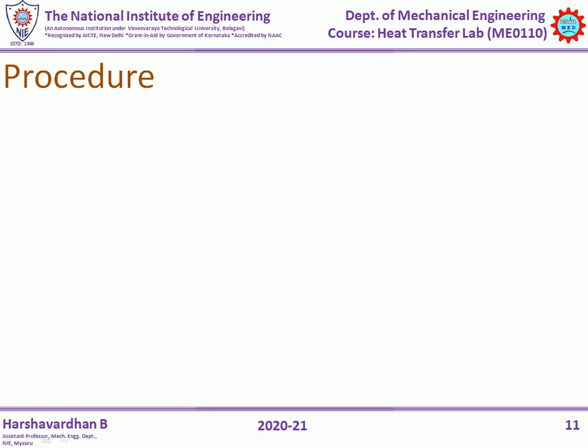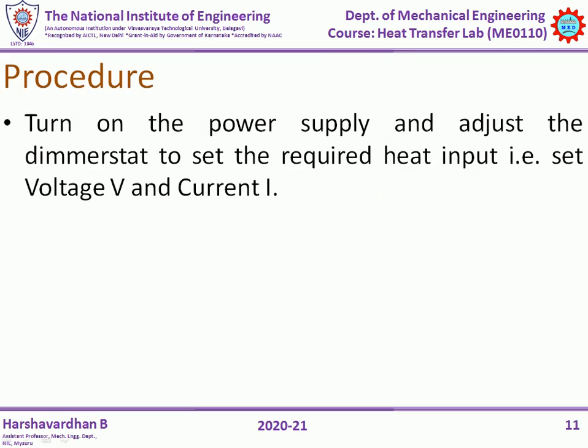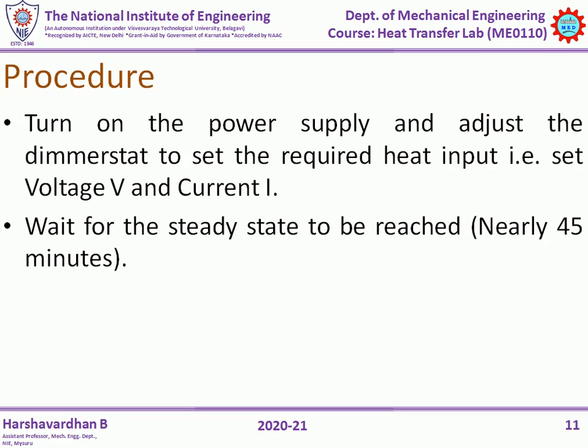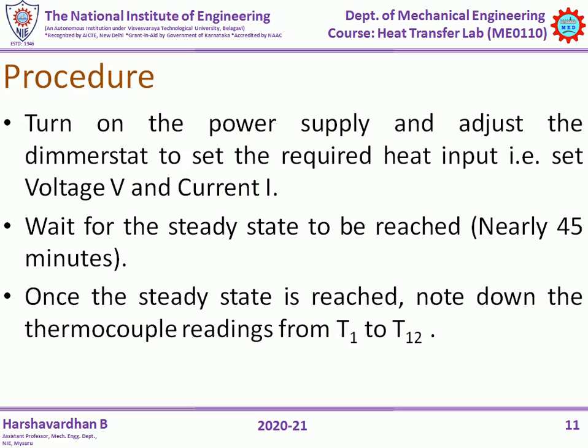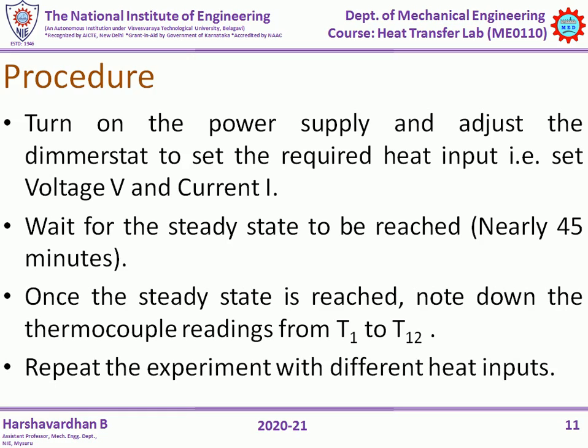Before we proceed to conduct the experiment, we need to understand the procedure. We have to turn on the power supply, and then adjust the dimmer start to set the required heat input by setting the voltage and current. Then we have to wait for the system to attain the steady state. It will take around 40 to 50 minutes for the system to attain the steady state. Once the system attains the steady state, we have to note the thermocouple readings from T1 to T12. Thermocouples T1 to T6 will be on the inner sphere. Thermocouples T7 to T12 will be on the outer sphere. Then we can repeat the experiment with different heat inputs.